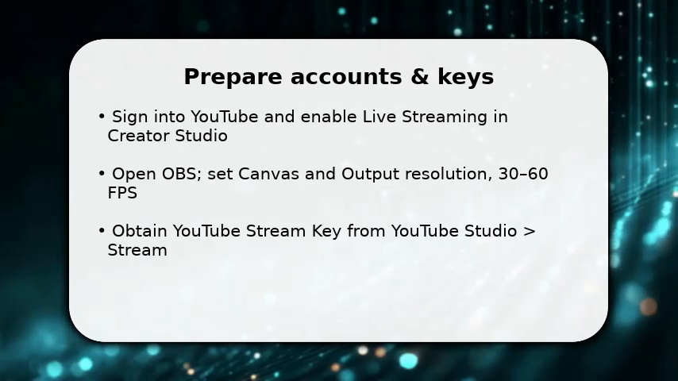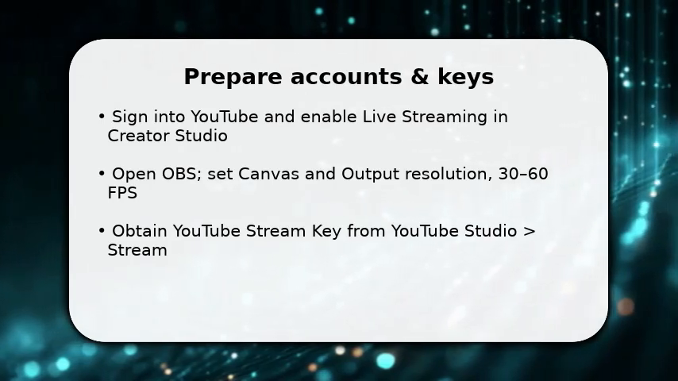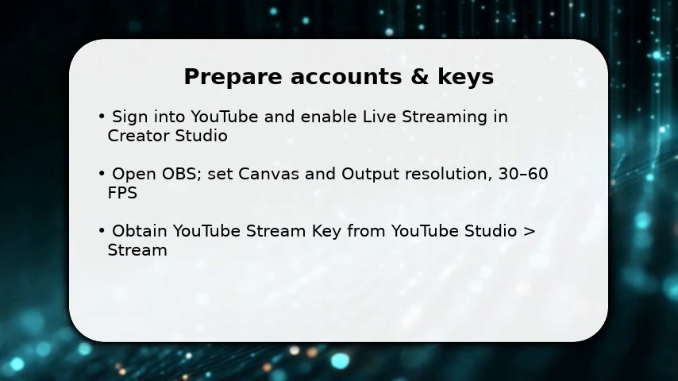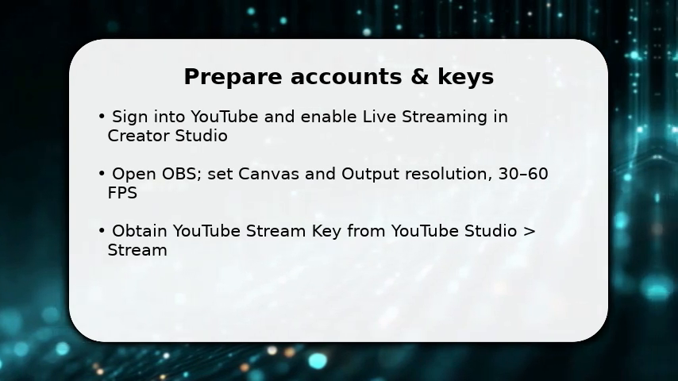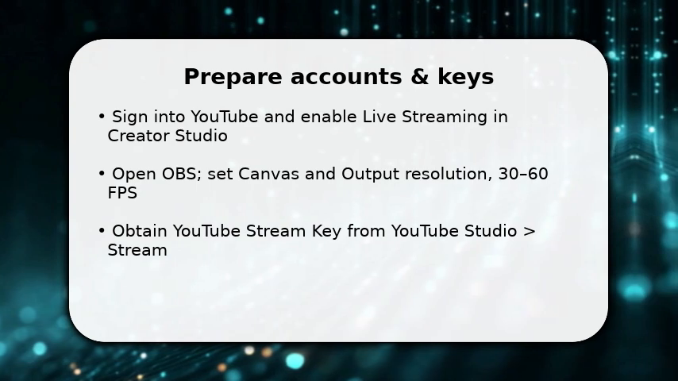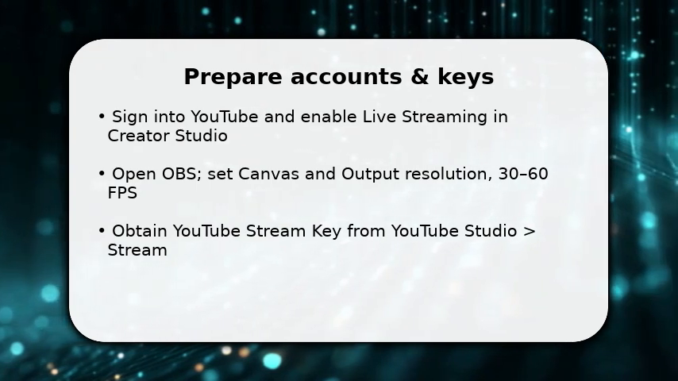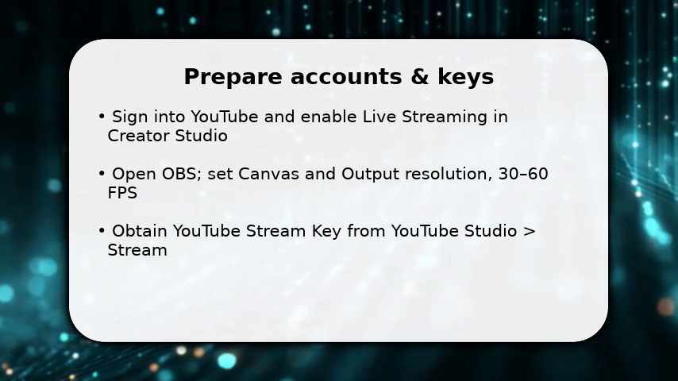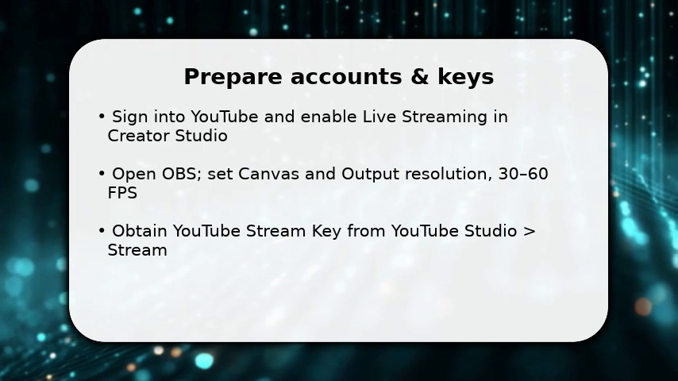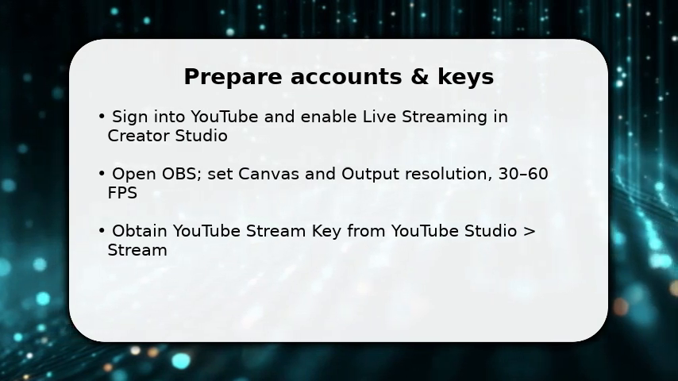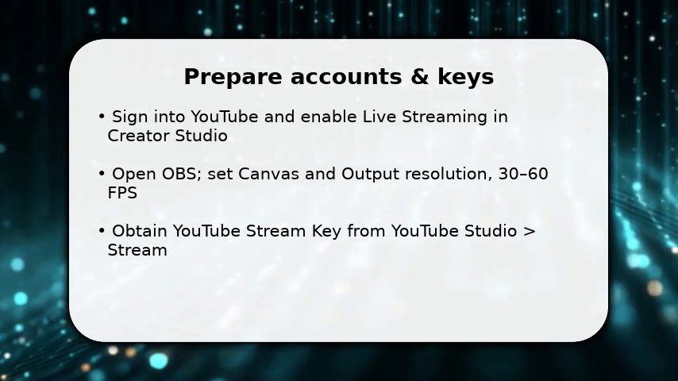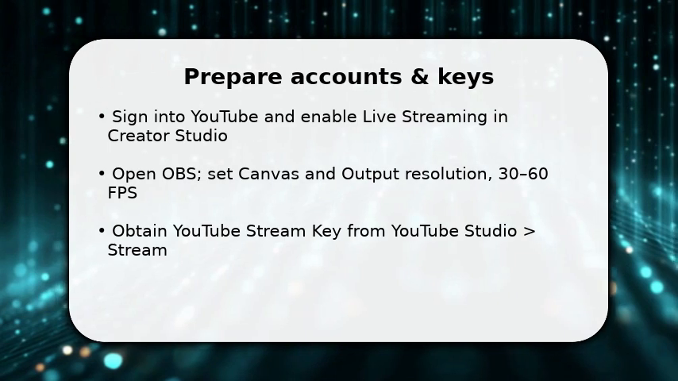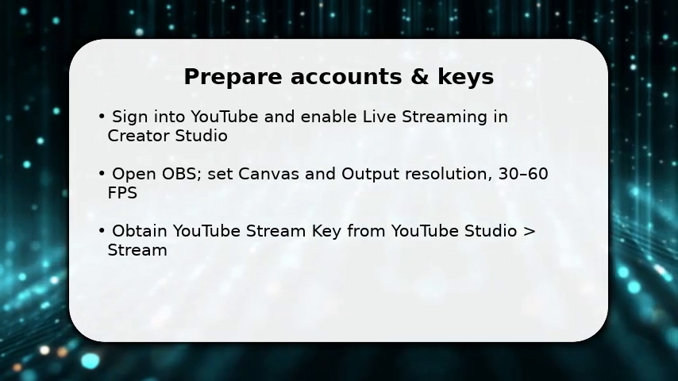You start by preparing both sides, YouTube and OBS. Sign into YouTube, enable live streaming, then copy the stream key from YouTube Studio. In OBS, set your canvas and output resolution and choose 30 or 60 FPS so your stream quality matches your upload capacity. Make sure you pick the correct ingest region. This reduces latency and dropped frames. Once done, don't paste the key yet. Keep YouTube open for the next step and verify your internet upload speed first.